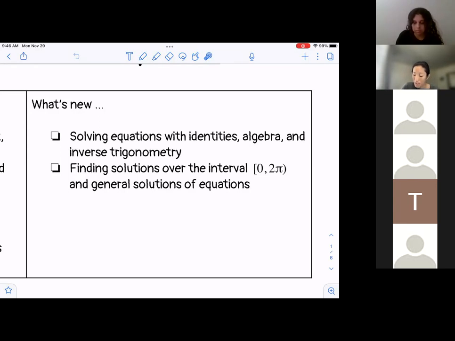All right, what's new? Solving equations is what we're going to be focusing on right now. And we're going to solve equations using a lot of the tools that we've already learned. So we're going to apply identities, we're going to apply algebra and inverse trigonometry, which is a throwback to the very first unit that we did, okay?